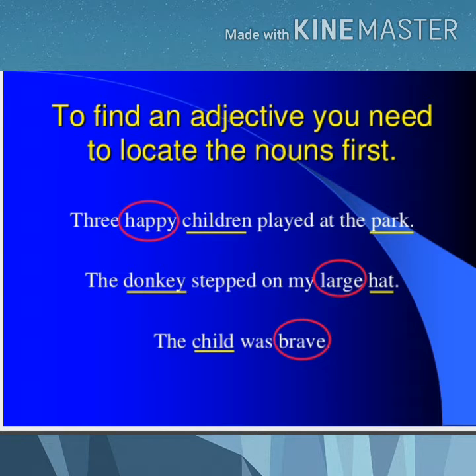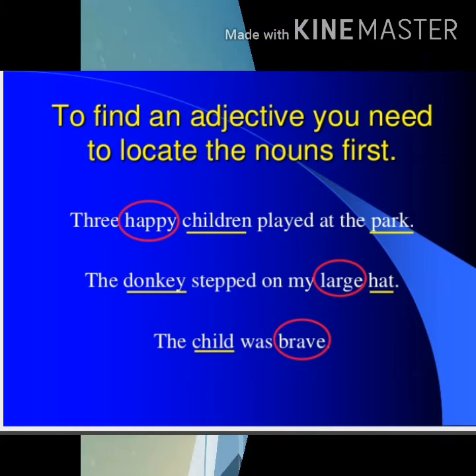Let's try to understand through the given examples here. 3 happy children played at the park. The donkey stepped on my large hat. The child was brave. Here in these examples, the circled words happy, large, brave are called adjectives, and the underlined words are called nouns or pronouns. So the words happy, large, brave are describing the nouns children, hat, and child.